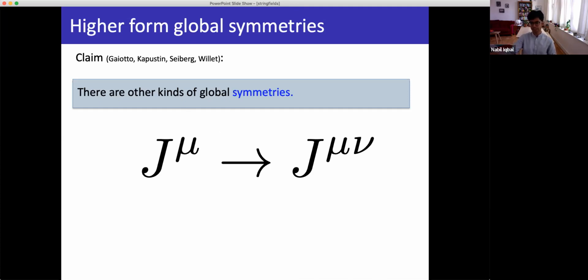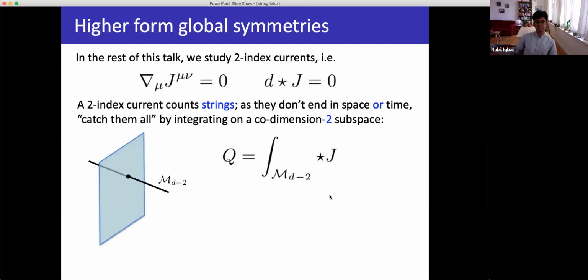So now I'm going to tell you a little bit about higher form global symmetries, just to set the stage. A higher form global symmetry has an anti-symmetric higher index current, like for example, this J mu nu. In the rest of this talk, we're going to study precisely such two index currents. This is a differential form that is conserved: grad mu J mu nu equals 0. If you like differential forms, you can write this equation exactly the same way, d star J equals 0, except that J is now a 2-form and not a 1-form. But the conservation equation looks exactly the same.